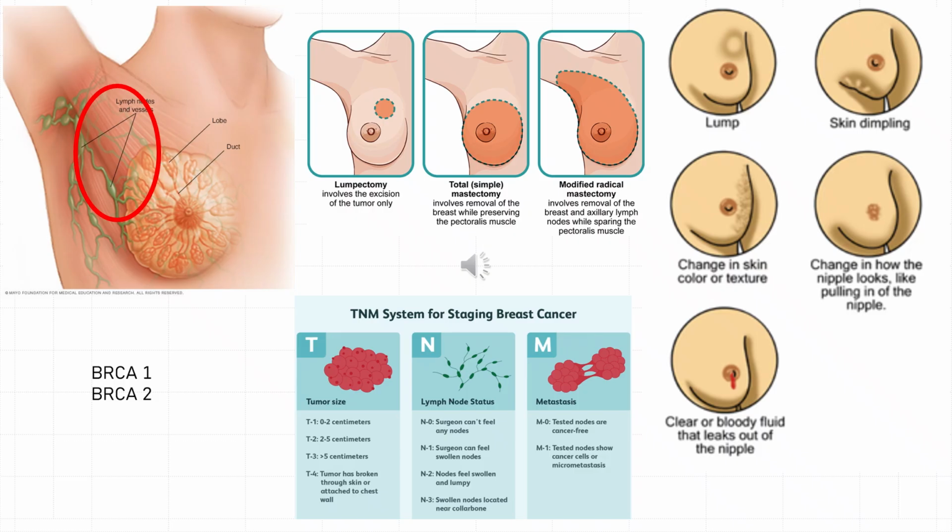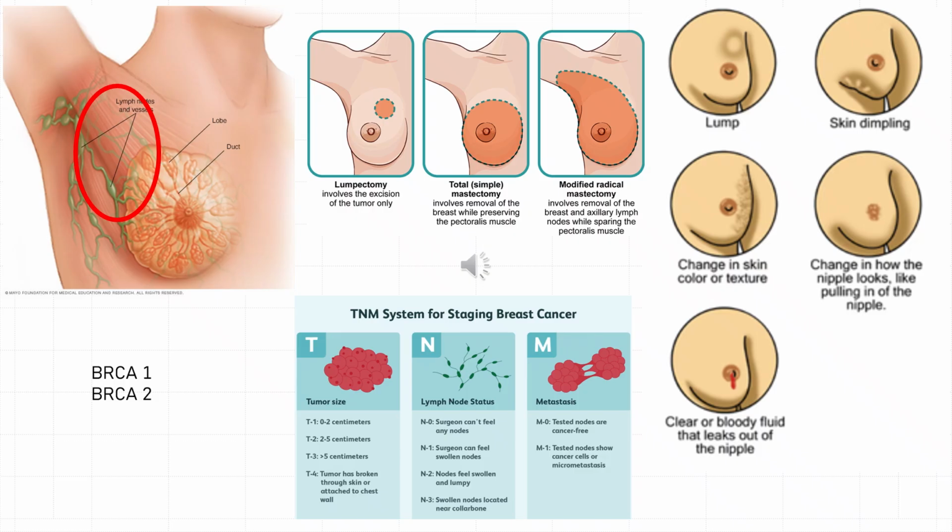Changes in how the nipple looks itself. So any inversion of the nipple, pulling of the nipple, or changes in the shape of the nipple, and any discharge of the nipple as well. So bloody fluid that leaks out of the nipples, clear fluid that leaks out of the nipple, is sometimes a sign of breast cancer, and they would want to get assessed.